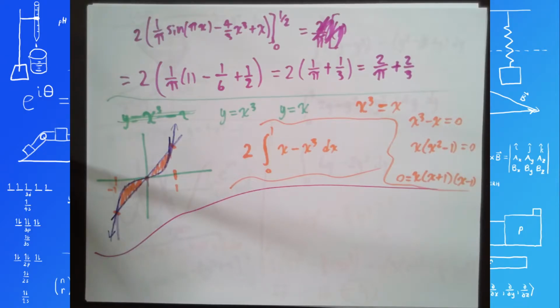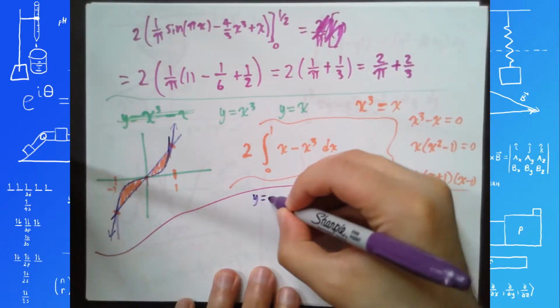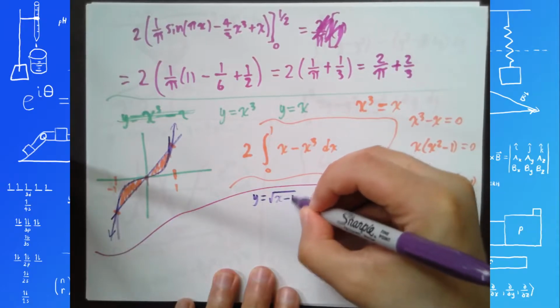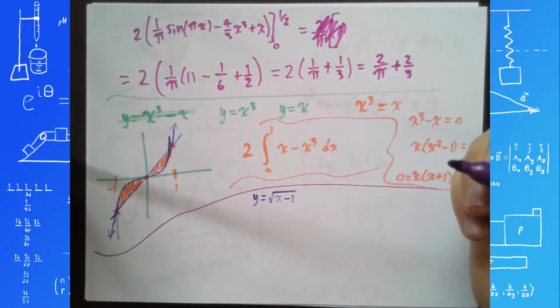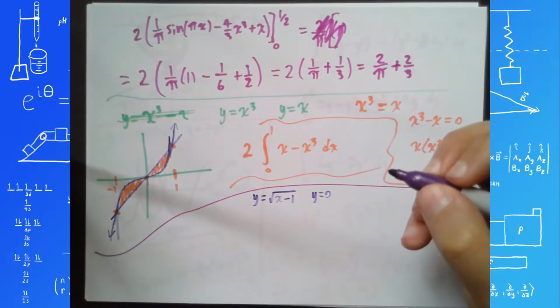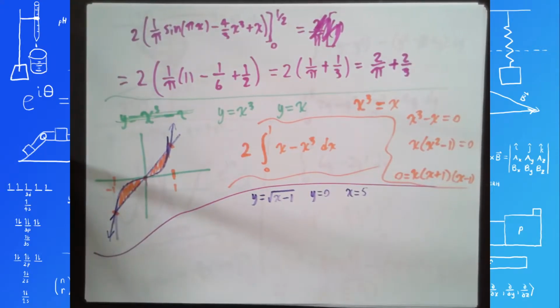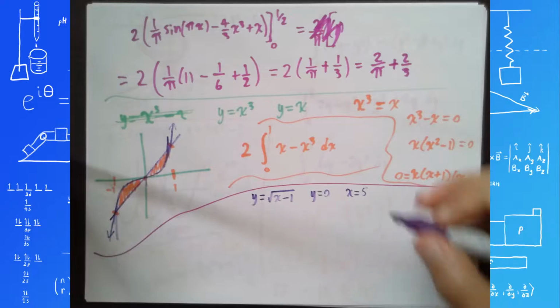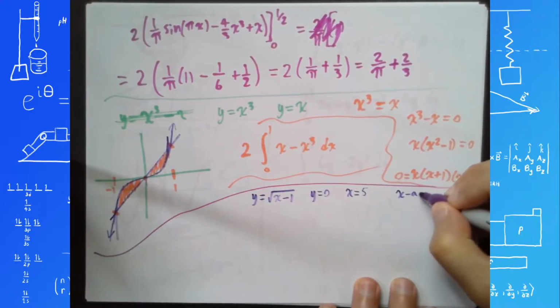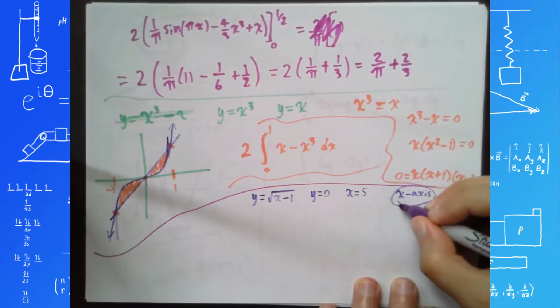So we've got y equals the square root of x minus 1. It looks like our other boundary is y equals 0, and one more boundary we have is x equals 5. So those are the bounds of our region in question. And we are rotating around the x-axis.